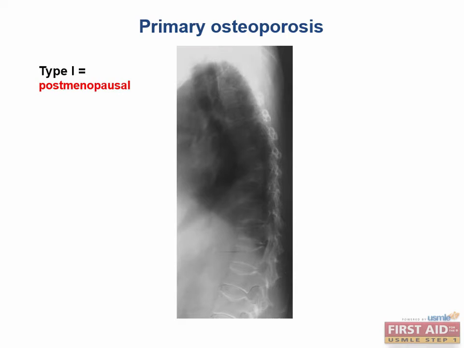Type 1 is postmenopausal. Do you recall the effect of estrogen on bone? It's anabolic. In menopause, decreased estrogen levels cause increased bone resorption. Type 2, on the other hand, is slow but steady loss of bone mass with age, which leads to osteoporosis.